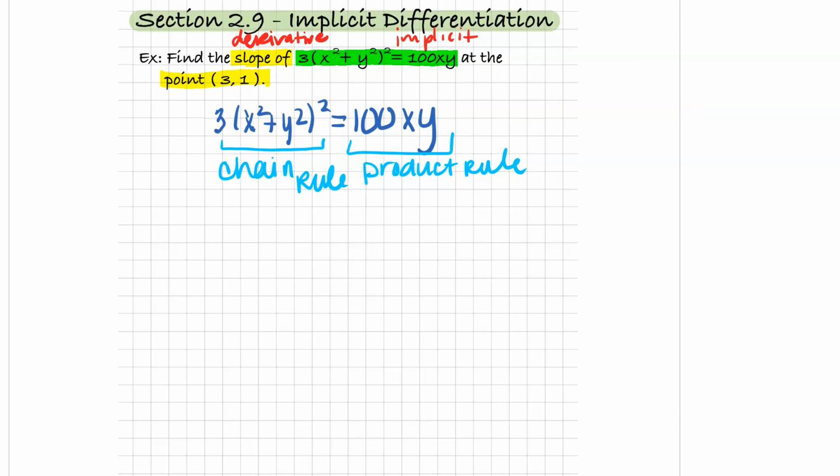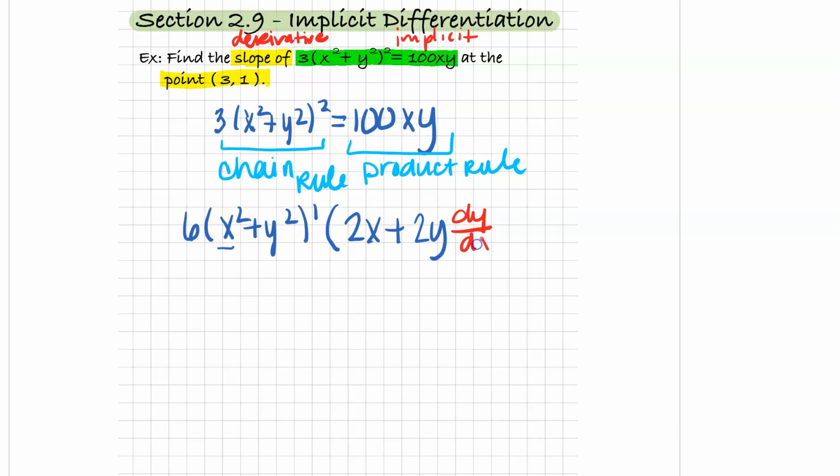So first thing we're going to do is the chain rule. I'm going to bring the 2 down, multiply by the 3. That gives me 6. Leave everything in the parentheses alone. Subtract 1 from that exponent. Times the derivative of the inside. So the derivative of x squared is 2x, plus the derivative of y squared is 2y, implicitly dy/dx. Woo, that was the derivative of the left.